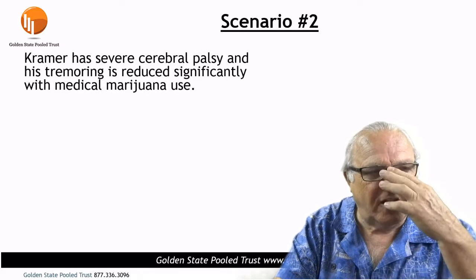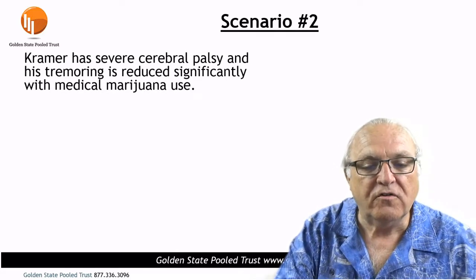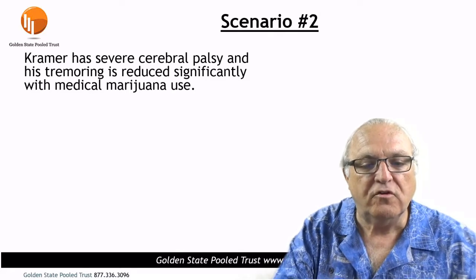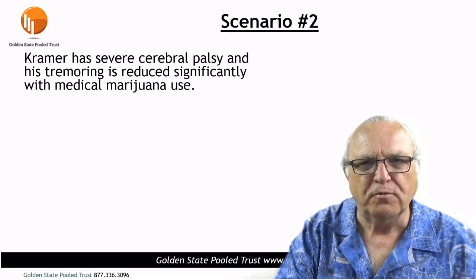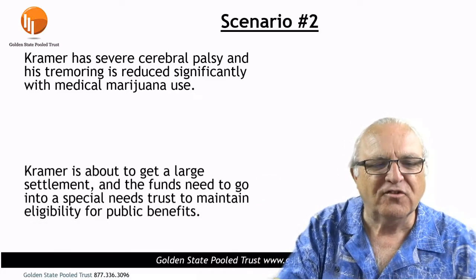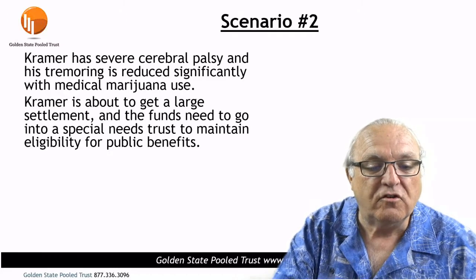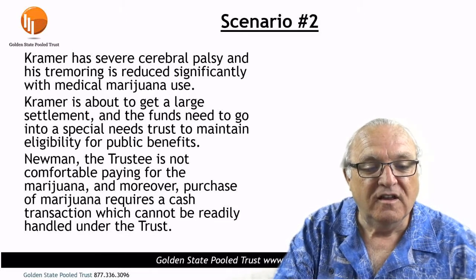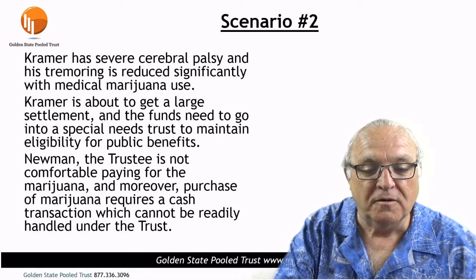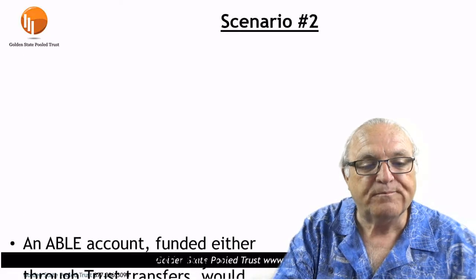Let's go through another example real quick, and we actually have this case. Kramer has severe cerebral palsy, and his tremors are reduced significantly by using medical marijuana, or as we call it at the Golden State Pooled Trust, medicine. Okay, so Kramer is about to get a large settlement and the funds need to go into a special needs trust to maintain eligibility for public benefits. Newman, the trustee, is not comfortable paying for the marijuana, and moreover, purchase of the marijuana requires a cash transaction that cannot be readily handled under the trust.